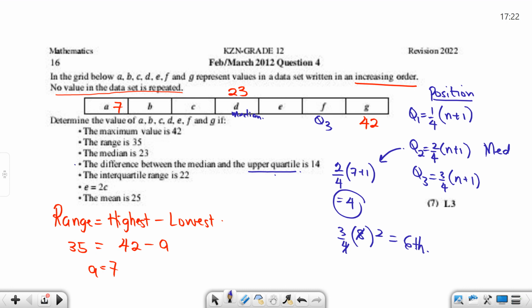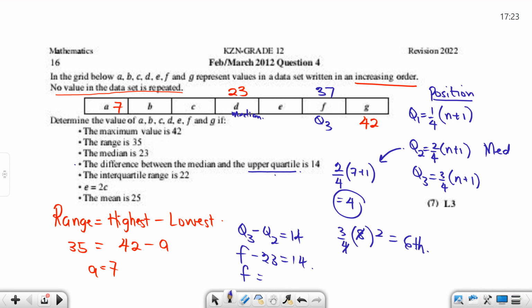Let's now make sense out of this. The difference between the median and the upper quartile, what is that saying? Q2 minus Q3 equals, no, it should be the other way because it's ascending order, right? Q3 minus Q2 equals 14. What's our Q3? F. What's our Q2? 23. So F minus 23 equals 14. What is F? 37.